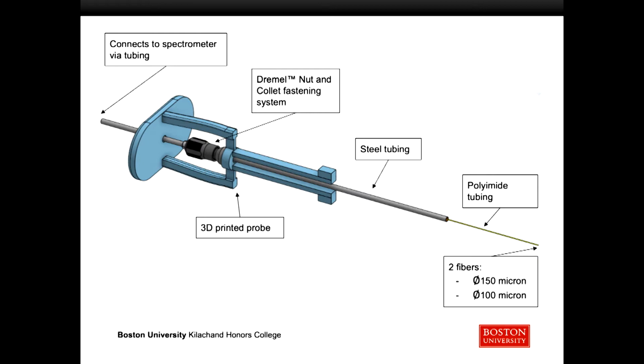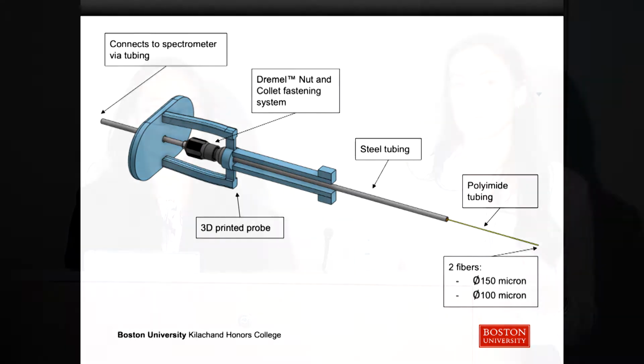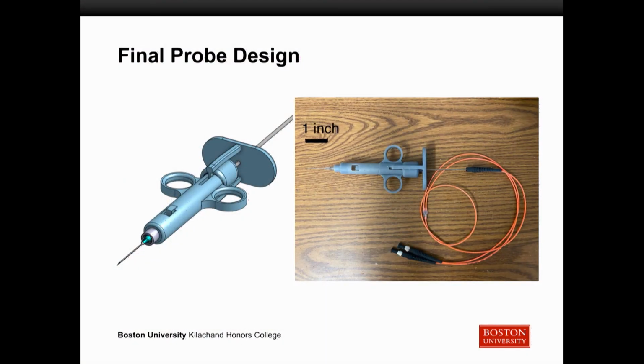This was a huge advantage over the previous design because it allows us to actually take out the internal mechanisms and repolish them if needed during the experiment. Our end result is this final probe design that can be operated with only one hand. The user would squeeze that top bar to extend the fibers about 1 millimeter beyond the tip of the needle, and then you can press the side buttons to retract when not in use.